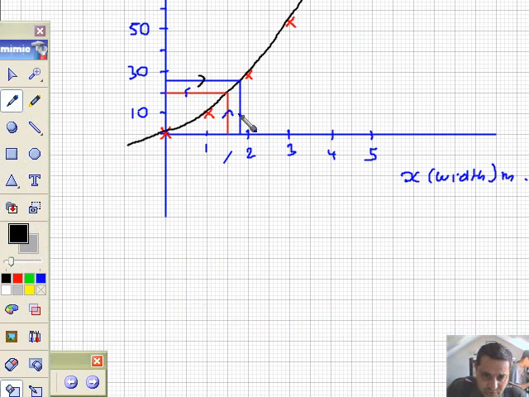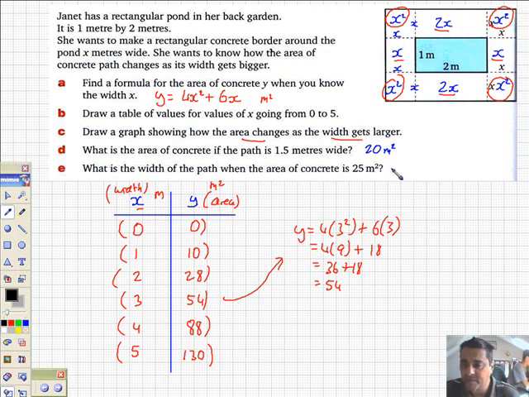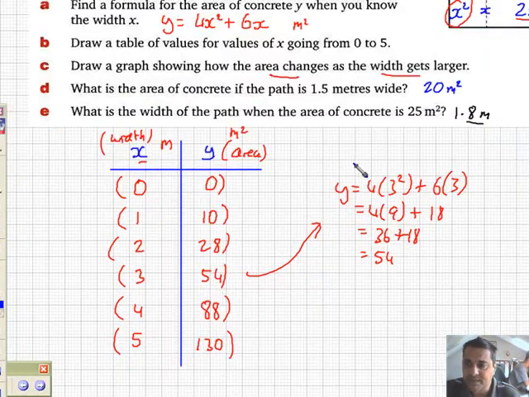We went across to the right, then down to the left. That's going to be, let's have a look. I'm going to say that's 1.8 meters. It's about 2 squares away from 2, so it's 1.8 meters. So that's what I'm going to stick to anyway. So what is the width of the path when the concrete has an area of 25 meters squared? I make that a width of 1.8 meters.